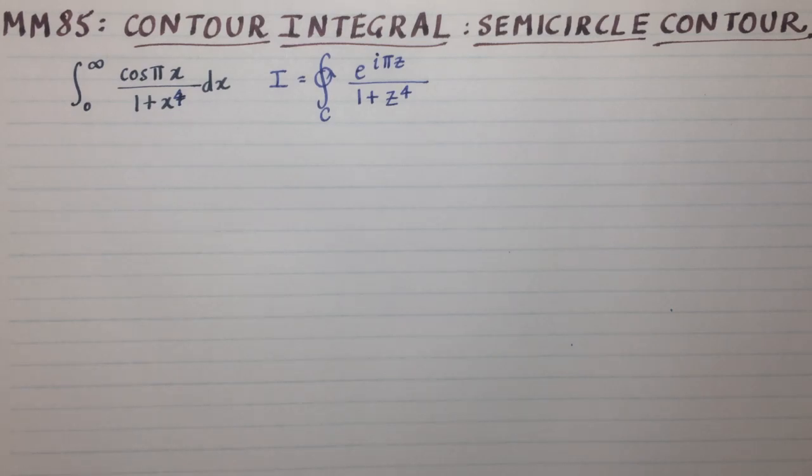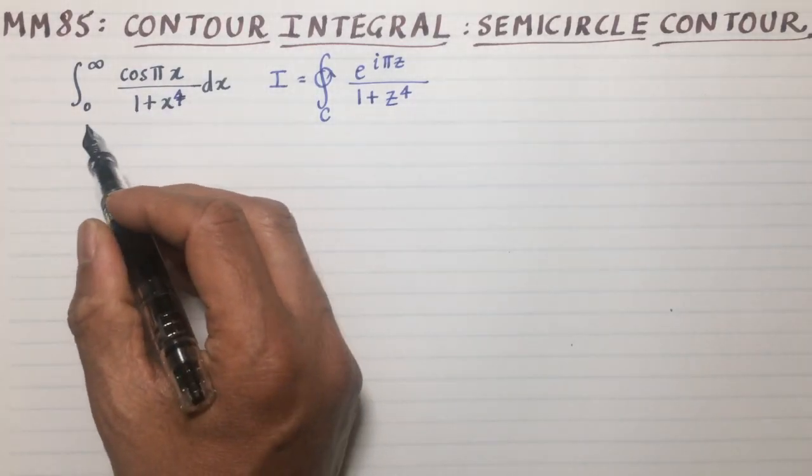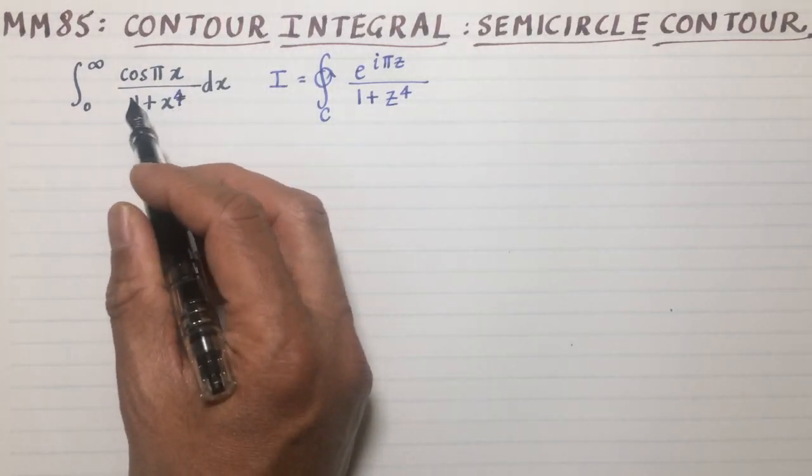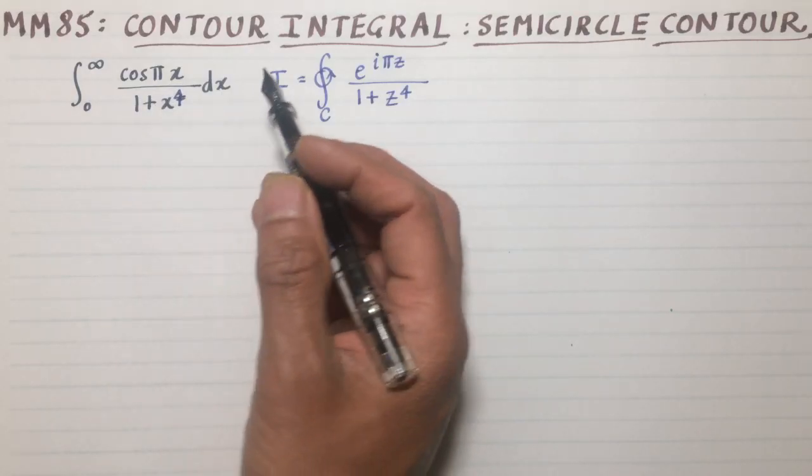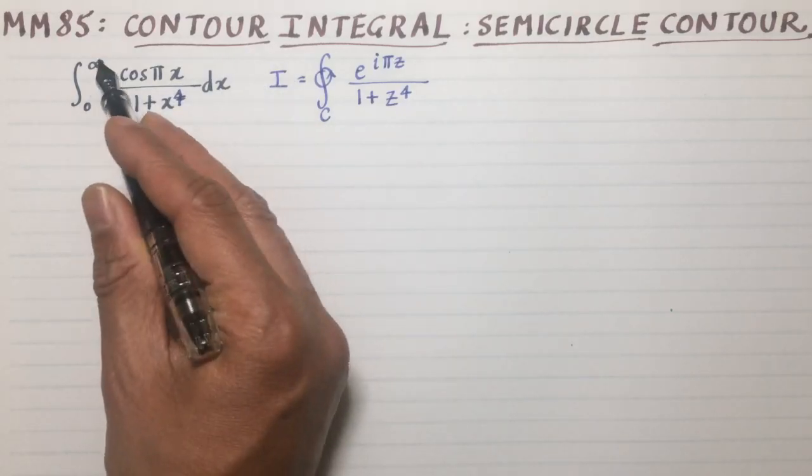Let us do a more interesting example of a contour integral. This is the integral we wish to evaluate. It's a real integral as it looks. It's got cosine pi x divided by 1 plus x to the 4 dx. The integral is from 0 to infinity.